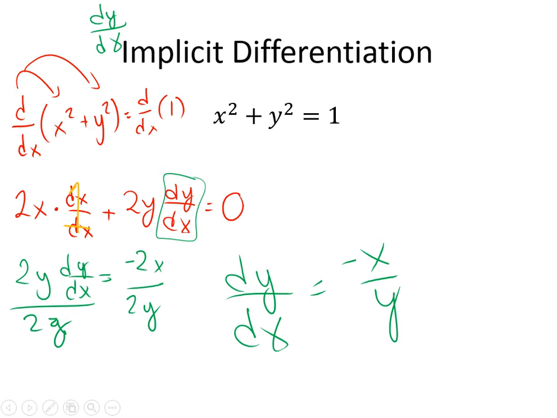And now if we want to find the slope of this circle at any given point, all we have to do is plug in the x and y coordinates for that function at that point. Pretty cool. So now, if we ever have any functions where we can't get the y by itself, we can find the derivative of it at a given point.